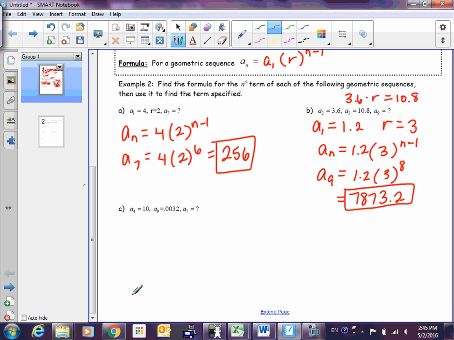Okay, so C is kind of what I was warning you guys about before. Here's the 4th term, and we're going all the way to the 9th term. So how many times are you going to multiply by r to get from the 4th to the 9th? 5 times. So I'm going to go 10r to the 5th because I'm multiplying by r 5 times. 10 times r times r times r times r times r. That should be this number.